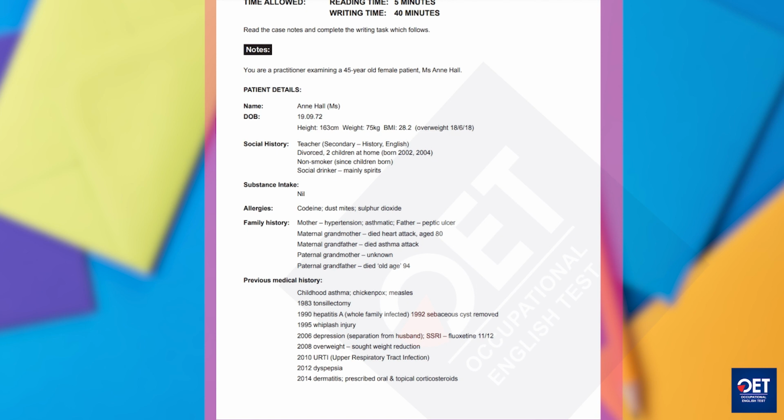Social history: she's a teacher and she's divorced, with 2 children at home, a non-smoker since the children were born. She's a social drinker, mainly spirits. No substance intake. Allergies are there: dust mites, codeine, sulfur dioxide. Moving further, her family history: mother hypertension, asthmatic; father peptic ulcer; maternal grandmother died due to heart attack, and maternal grandfather died due to asthma. Paternal grandmother unknown, and paternal grandfather died of old age at 94.